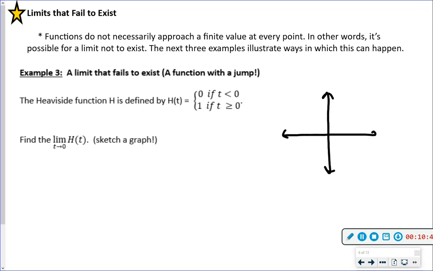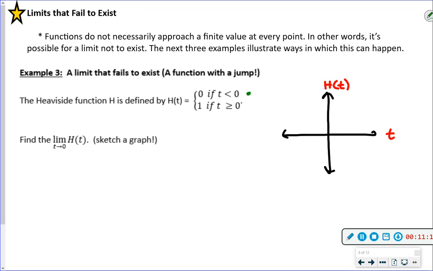Notice, of course, instead of x and y, they have t and h of t. Now, just to power the smartboard, I'm going to color code mine. So h of t equals 0, or we're used to y equals 0. What type of special line is y equals 0? Vertical or horizontal? Horizontal.